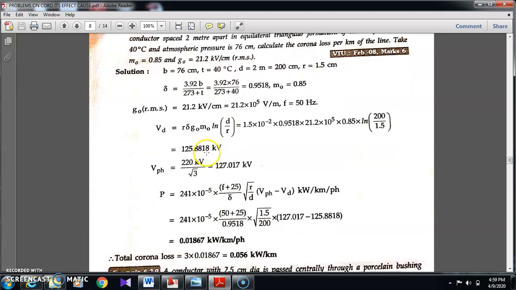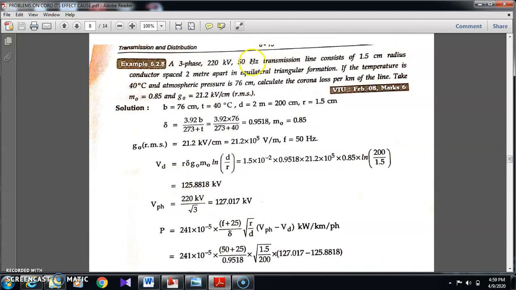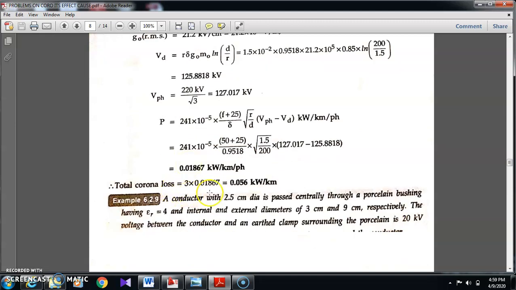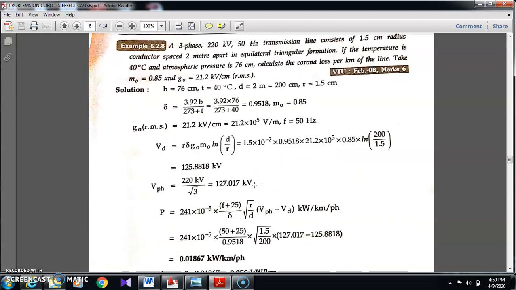Okay, substitute all those, you will get the VD value, phase value, the given value is line here. What is that line? 220 kilovolt. Divided by root 3 you have to do, V phase you will get. So if you do the subtraction, you will get power loss. Okay, and total corona loss will be 3 times the value you get. In terms of that you have to find.